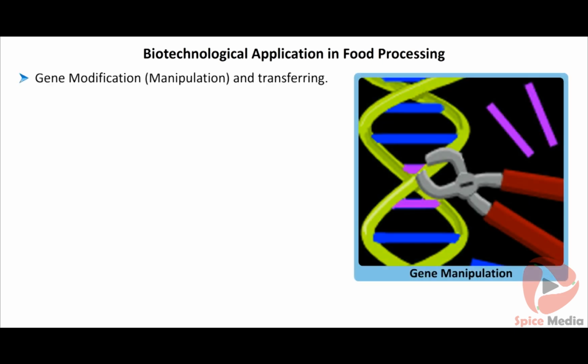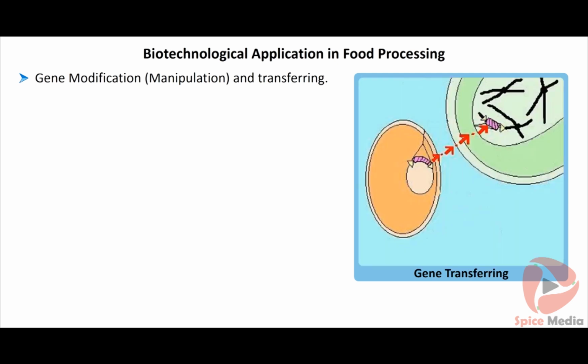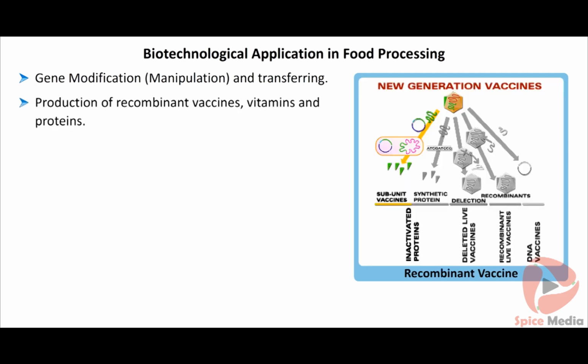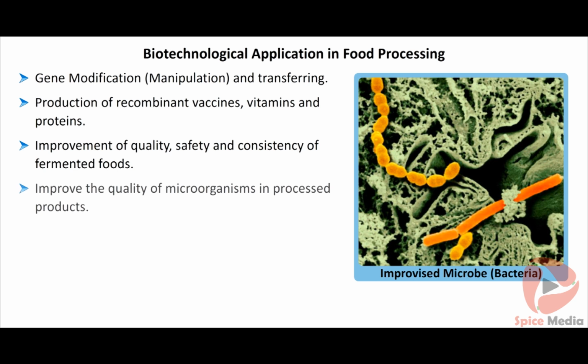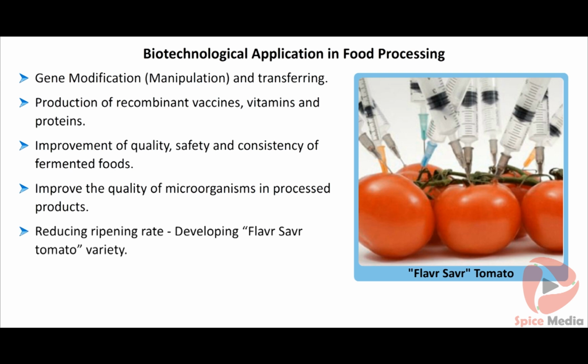There are some biotechnological applications in food processing as follows: modify or manipulate and transfer the gene, developing recombinant vaccines, vitamins, and proteins, improving the quality, safety, and consistency of fermented foods, improving microorganisms in order to improve the quality of processed products, improving the processing properties of food such as development of genetically modified flavr savr tomato variety to reduce its ripening rate and increase the shelf life.